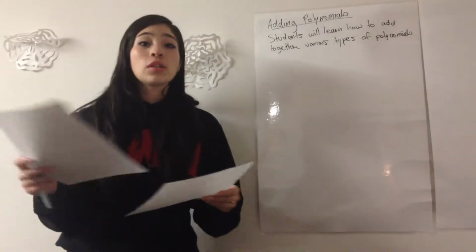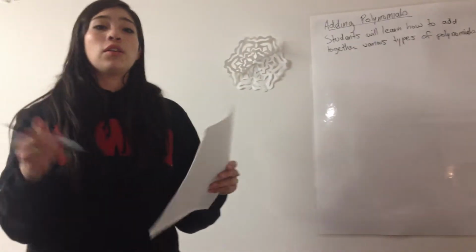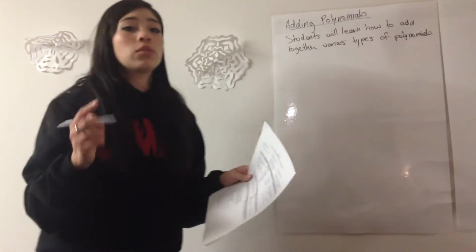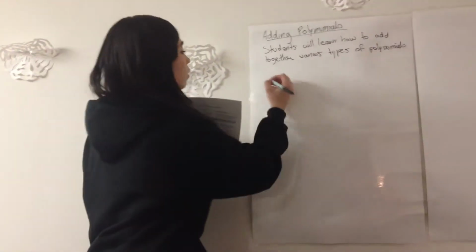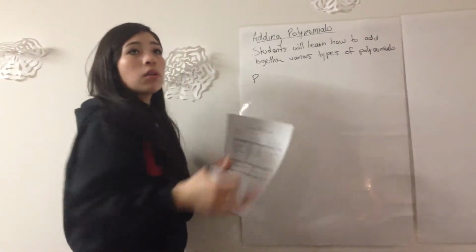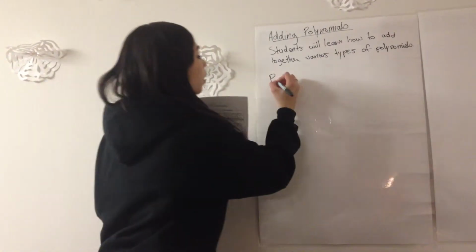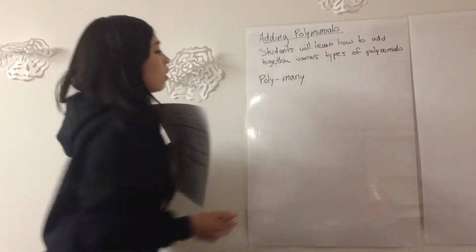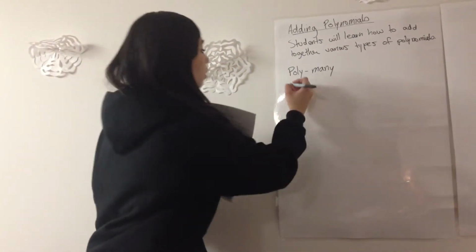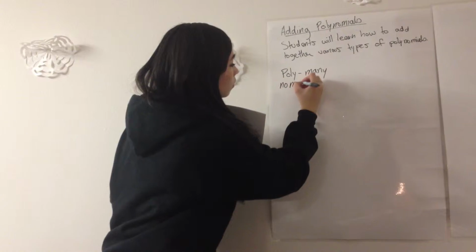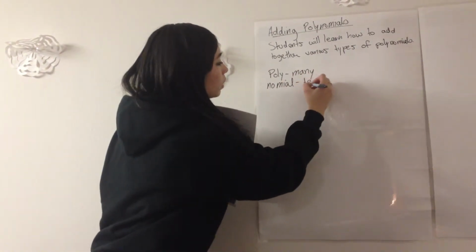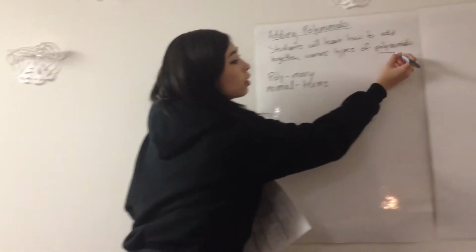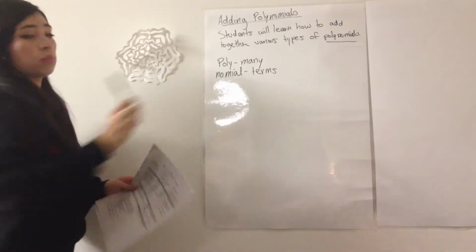So remember yesterday we talked about polynomials, their definition, what they mean, and why they're important. But we will just review for a second. So the polynomial has a meaning. The part poly means many. Okay? And nomial means terms. So together, the word polynomial means many terms.